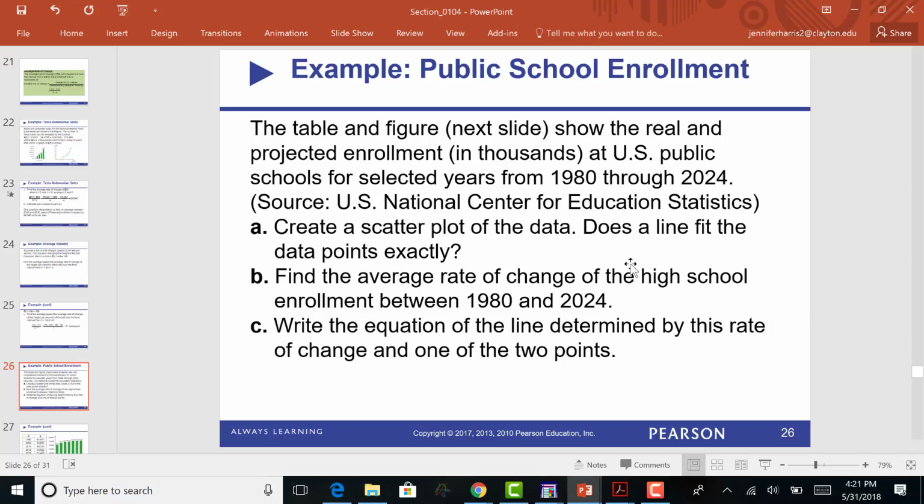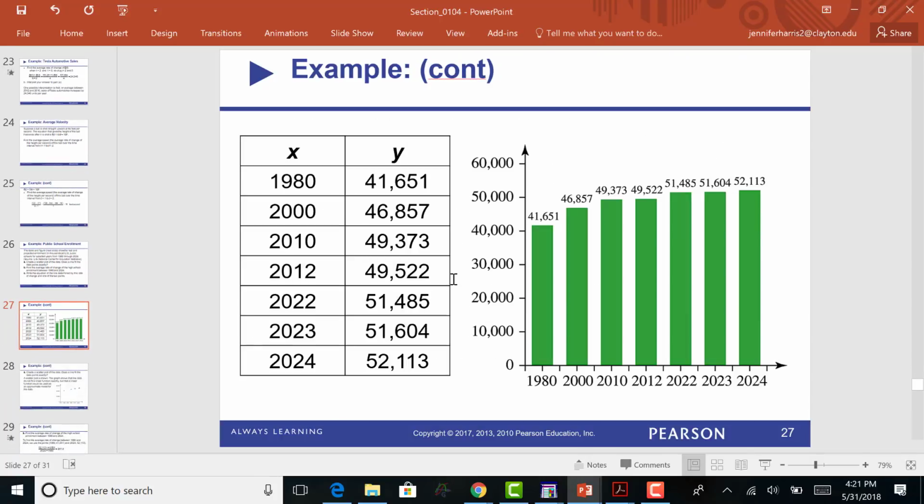Did we not just do the average rate of change? All right, did they give me some input values? Of course they did. They want the average rate of change of high school enrollment from 1980 and the projected 2024. And then it wants you to do what? Well, it wants you to write the equation determined by, you got your rate of change, which is the same thing as the slope. And then we're going to need a B value, right? So we can go back and do what we already learned how to do. So we're going to do all of this. So let me go to the next slide.